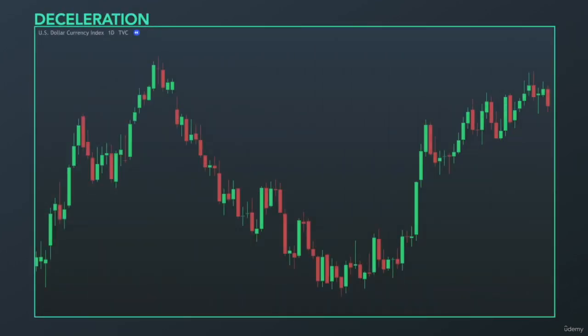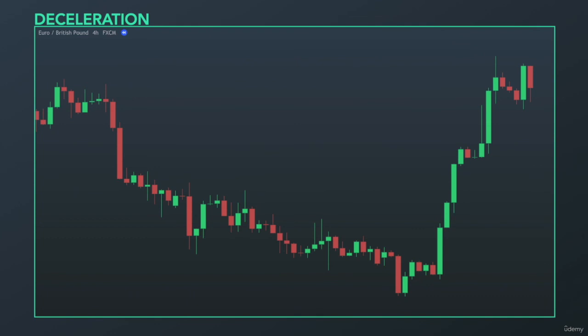Another example, dollar index daily time frame. So after this decline, price decelerates. After this deceleration, price reversed to the upside. So this is a good sign to look for a counter trend trade or, again, manage your existing trade. Another deceleration. After this deceleration, price moved to the upside very aggressively and then decelerates.